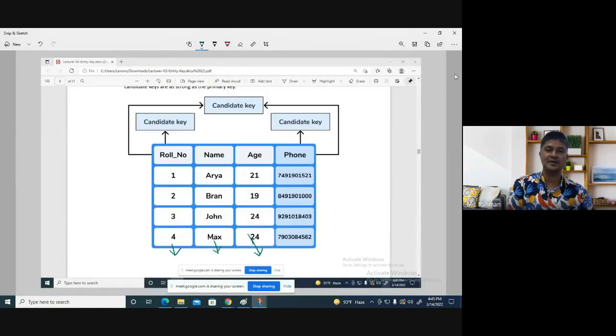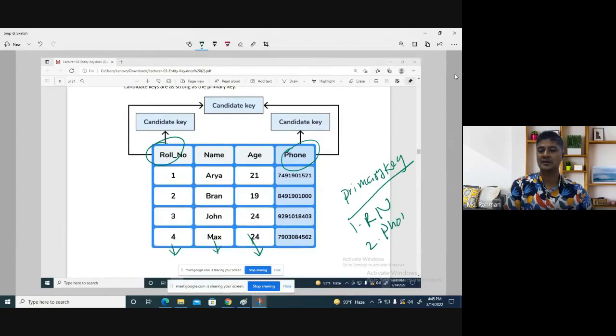But yeah, you know, the roll number is unique, as well as phone number, it is unique. So which one will you pick? You can pick any of them to make the primary key. So here phone number could be a primary key. What are the primary keys? Like your roll number and your phone number, right? So among these two, you just select any of them. This is the primary key.